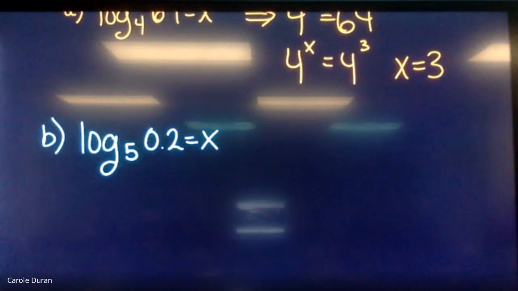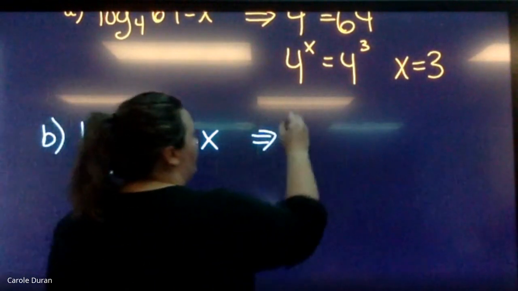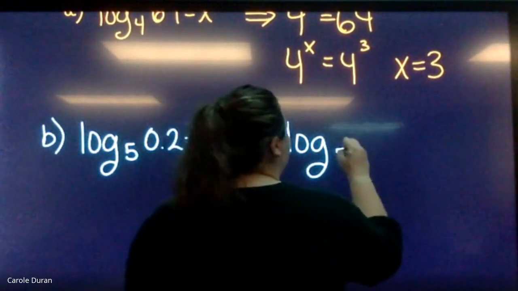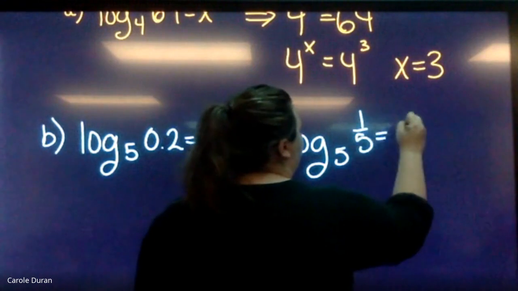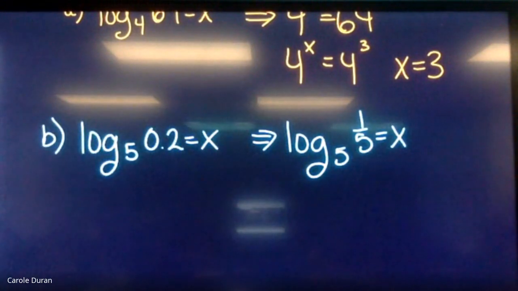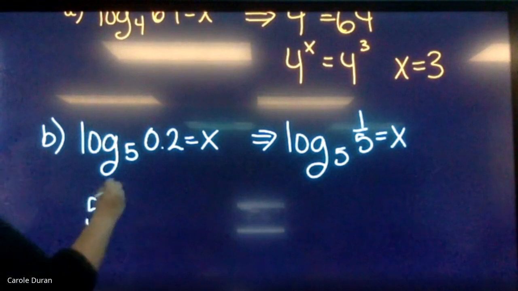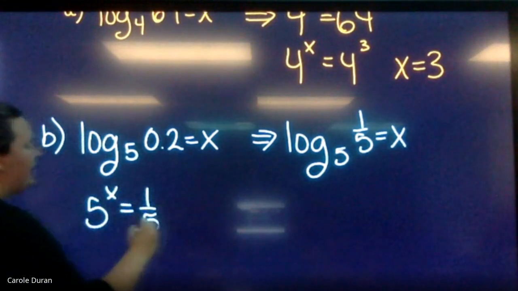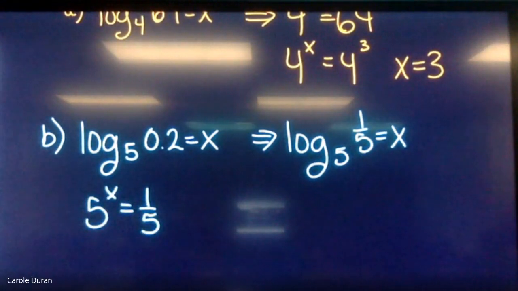The first thing that I would probably like to do here is I would like to rewrite 0.2 as a fraction. Yes, please. 1/5, good. So this is the same as log base 5 of 1/5 equals x. Keaton, what would I do next? You do the 5 to the x equals 1/5. How is that helpful for me? How can that possibly give me a solution?